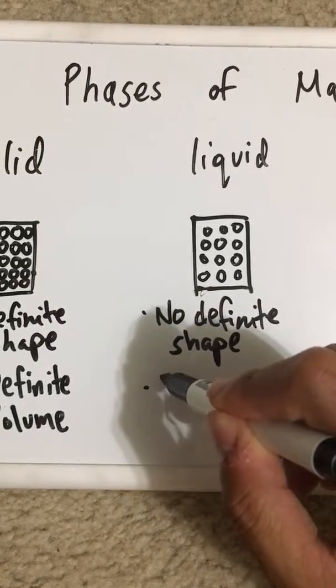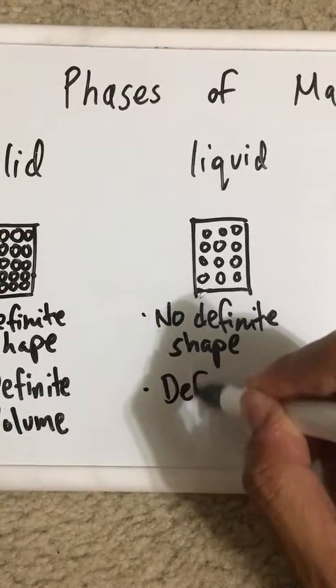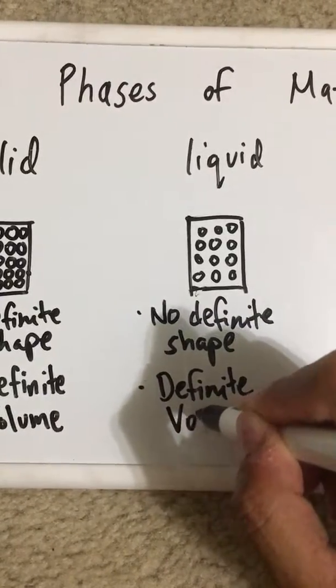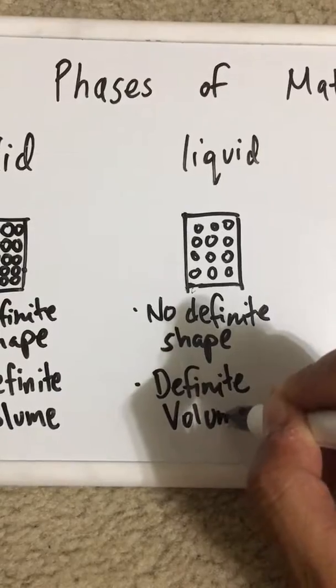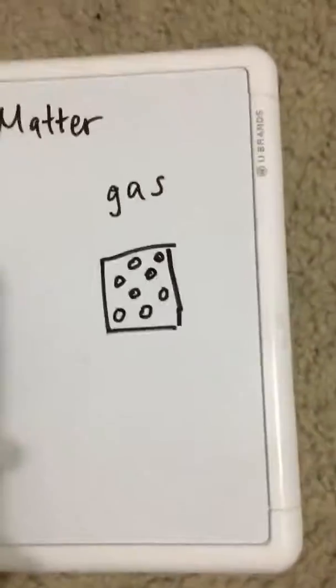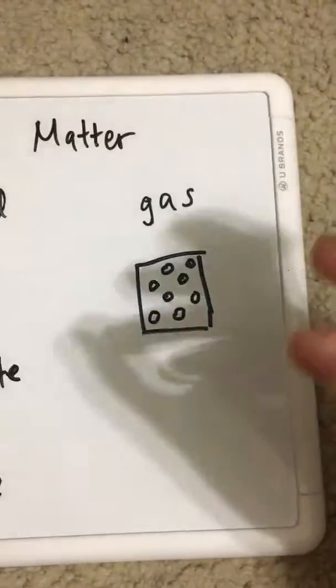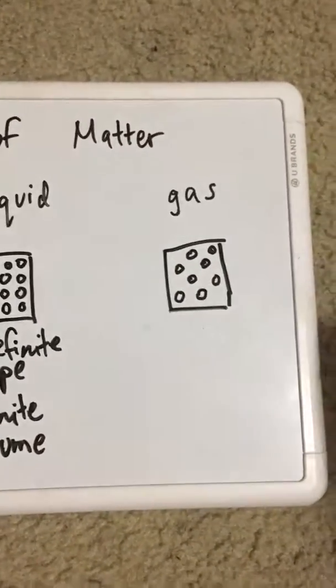And it has a definite volume, because it didn't matter if I shook it or not. The volume, or the amount of space the water took up, stayed the same. So let's move on to gases.